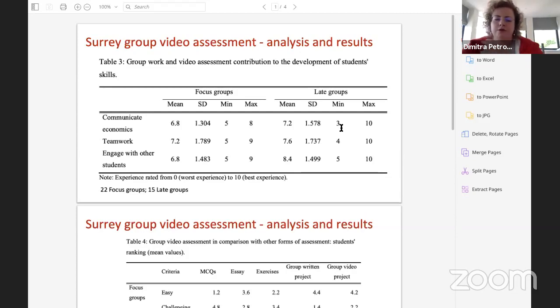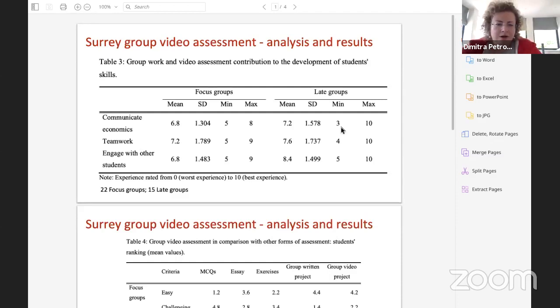Great. So just to run through them briefly, we had different ways in which we assessed students. We ran a focus group where we invited people to send a representative from each group. There were 45 groups, 22 people showed up. So 22 of the 45 groups were represented in the focus group session. But then we also sent our questionnaire to the groups that didn't show up, and we got 15 late submissions. So that's why you have two sets of results on this slide.